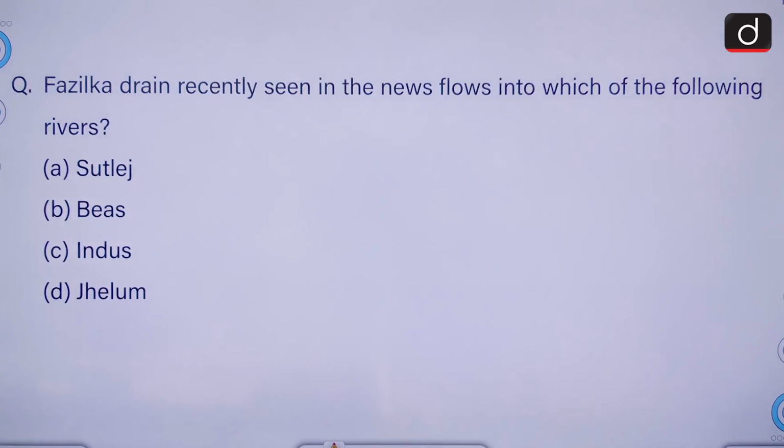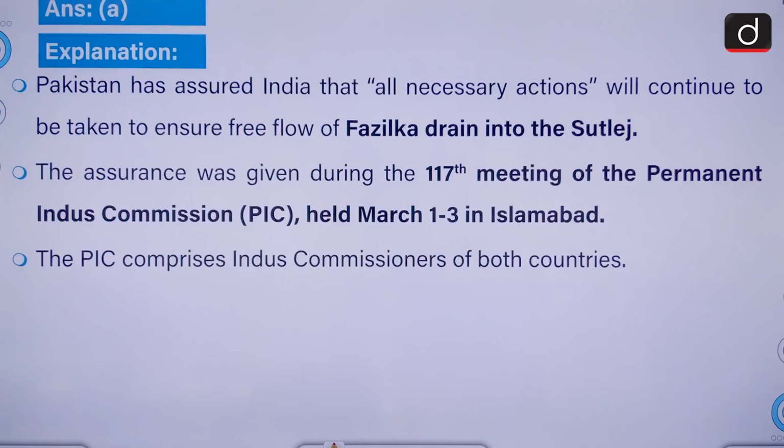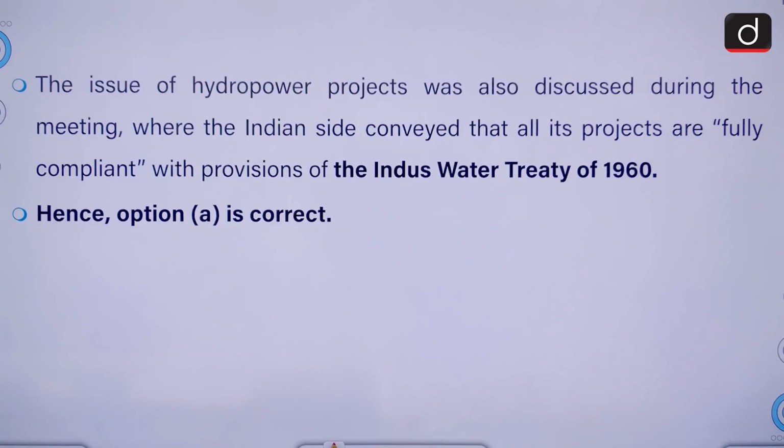Fazilka drain, recently in the news, flows into which of the following rivers? Correct answer is Satluj. Pakistan has assured India that all necessary actions will continue to be taken to ensure free flow of Fazilka drain into the Satluj. The assurance was given at the 117th meeting of the Permanent Indus Commission, which was held from March 1st to 3rd in Islamabad. The PIC comprises Indian commissioners of both countries. The issue of hydropower project was also discussed during the meeting, where the Indian side conveyed that all its projects are fully compliant with the provisions of Indus Water Treaty of 1960.